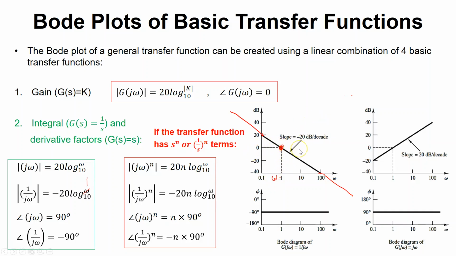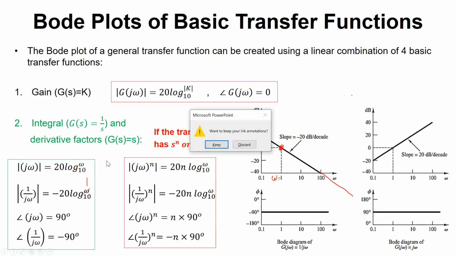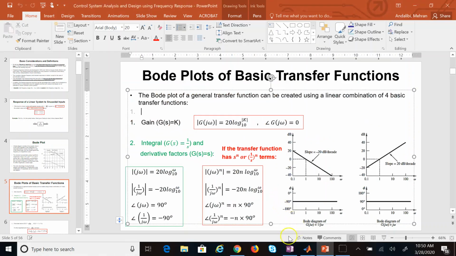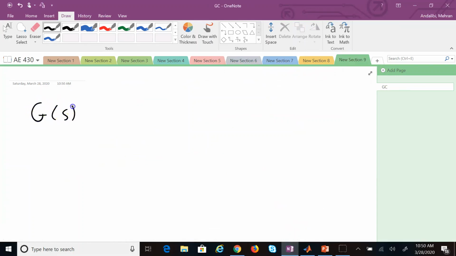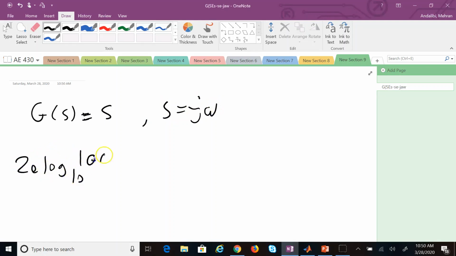So this is clear. The opposite of that happens if you have a derivative transfer function, right? If g of s is simply s, what happens? If you plug in j omega for s, then 20 log 10 of magnitude g of j omega is going to be what? What is the magnitude of j omega? Simply omega. So there's going to be 20 log 10 of omega.